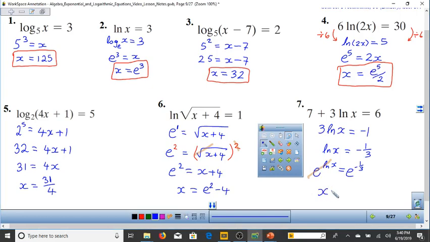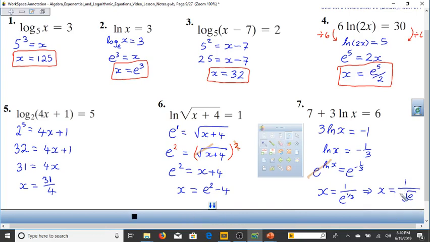So this gives you x is equal to e to the -1/3, which is 1 over e to the 1/3, which you can then say is x is equal to 1 over the cube root of e. And there you have it. Feel free to go back through these slowly, step by step.